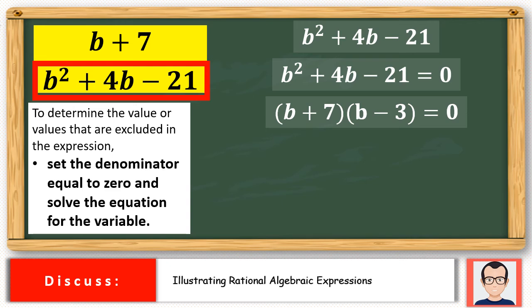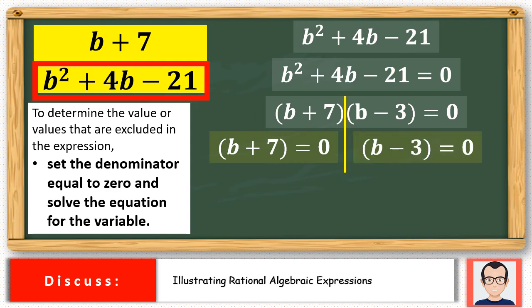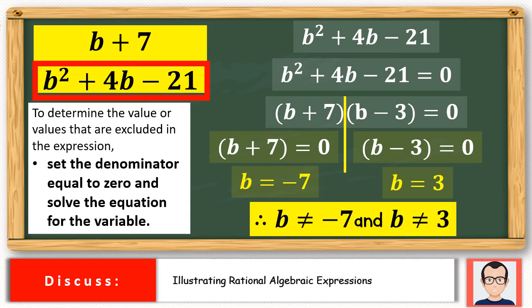After getting the factors, we equate both to 0, and that will give us b plus 7 is equal to 0 and b minus 3 is equal to 0. Then we both solve for the value of b. b now will have two answers. b is equal to negative 7 and positive 3. For our final answer, we therefore conclude that b must not be equal to negative 7 and positive 3 so that the expression will not become undefined. And we are almost done.